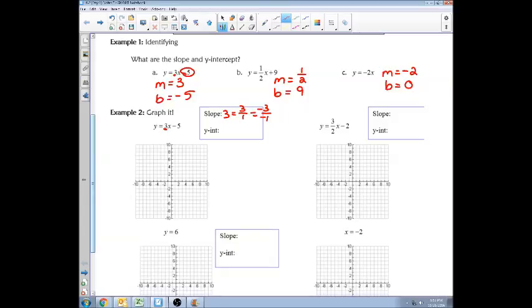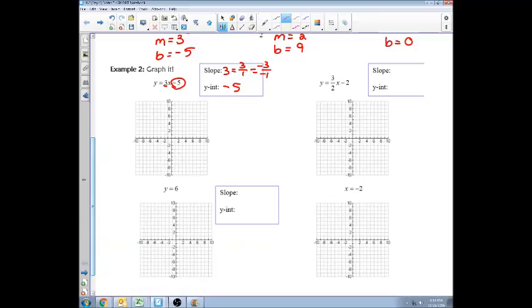Okay? My y-intercept is this negative 5. Okay? So my graph is going to cross the y-axis at negative 5. Well, negative 5 is 1, 2, 3, 4, 5. That is 0, negative 5, or my y-intercept. Now my slope says that I'm going to go up 3 and right 1. So 1, 2, 3, right 1. There's my first point of my graph.